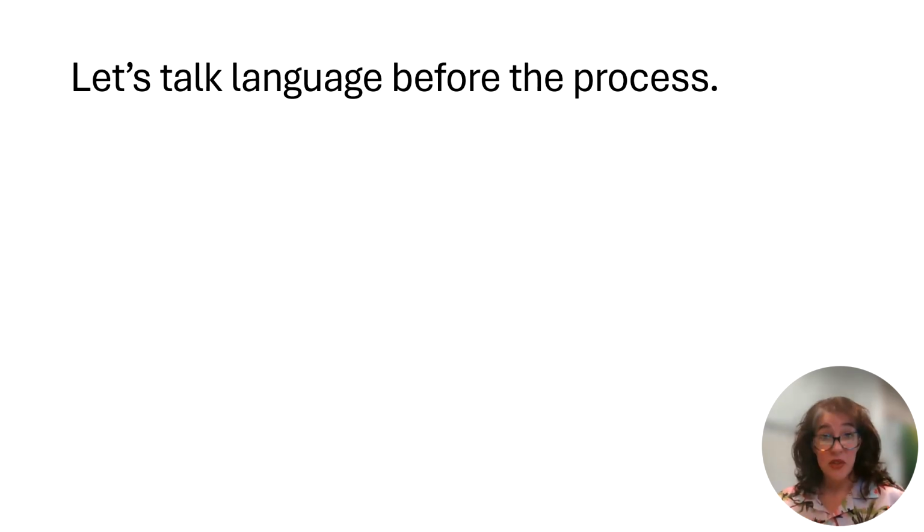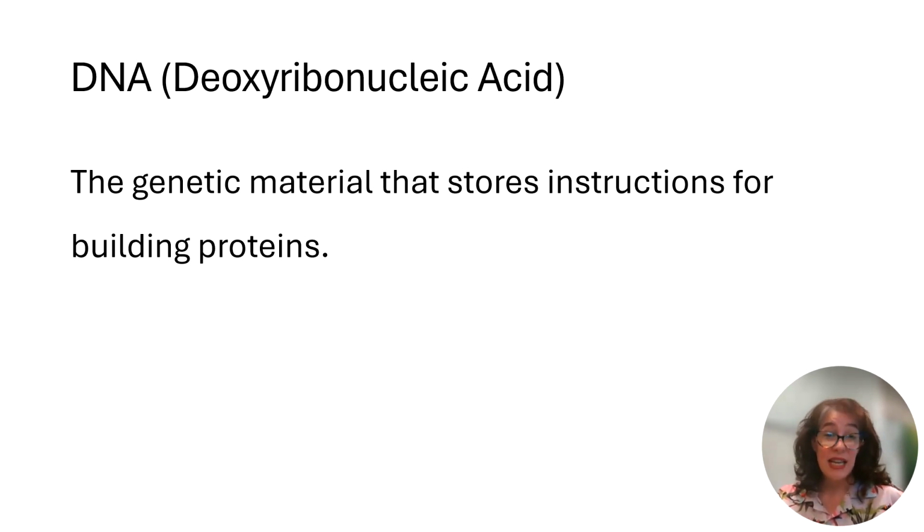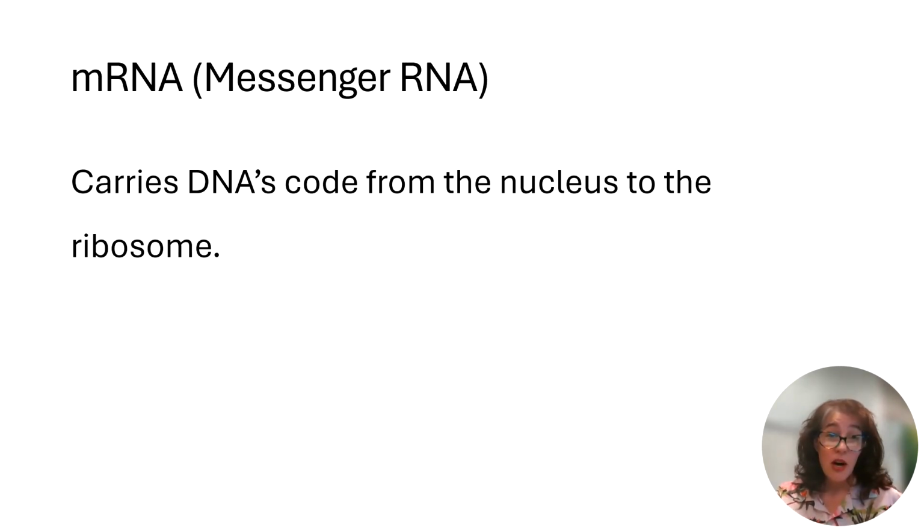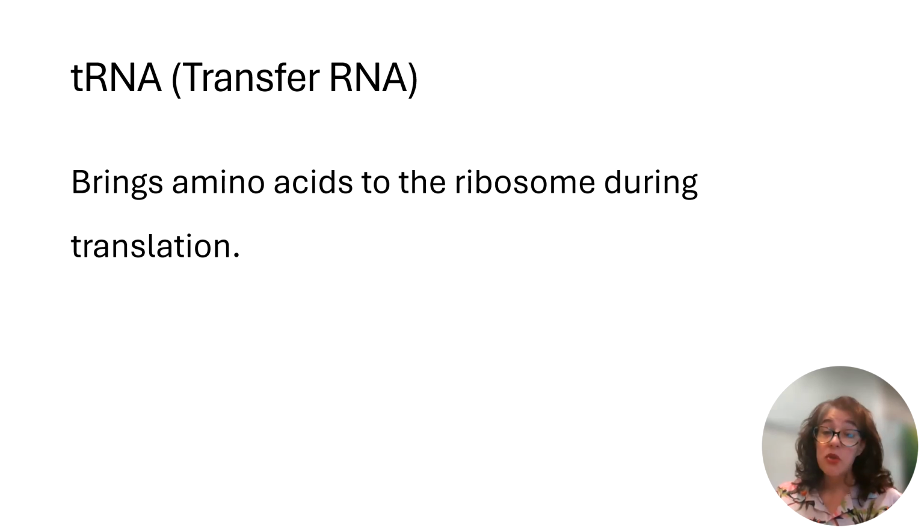Let's talk about language before the process, because you need to know these words to really be able to interact with the concepts. So we have DNA. This is the genetic material that stores instructions for building proteins, and it's found in the nucleus. We have RNA. RNA is the nucleic acid that helps carry out DNA's instructions. We have messenger RNA, or mRNA, and that carries DNA's code from the nucleus to the ribosome. We have transfer RNA, tRNA, and that brings amino acids to the ribosome during translation.